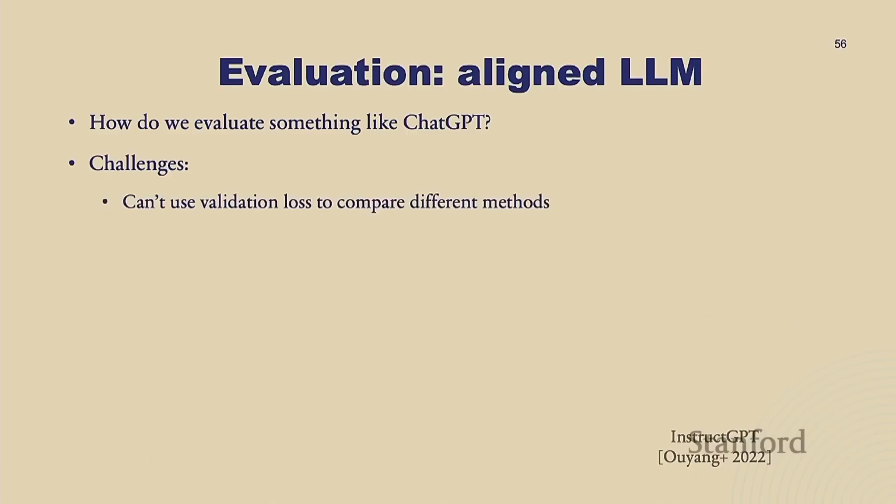So there are many challenges. One, you can't use validation loss because one method might use PPO, the other one might use DPO. Validation loss is not comparable. Second, you can't use perplexity. That's the thing I told you before. These models are not calibrated. They don't give distributions. They just optimize for one thing. So you can't use perplexity for actually evaluating these type of models once they're aligned.